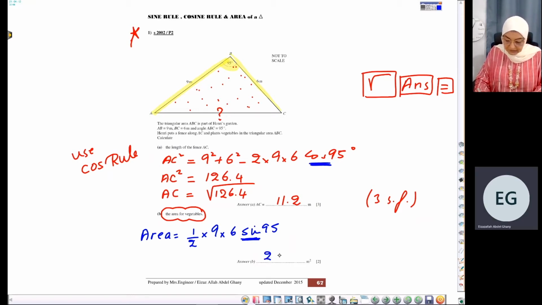It will be 26.897, rounded to be 26.9 meters squared.